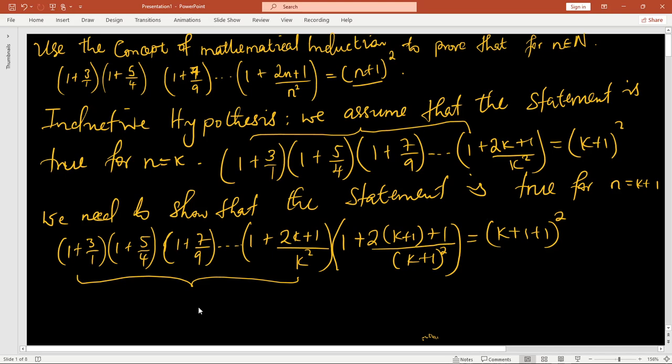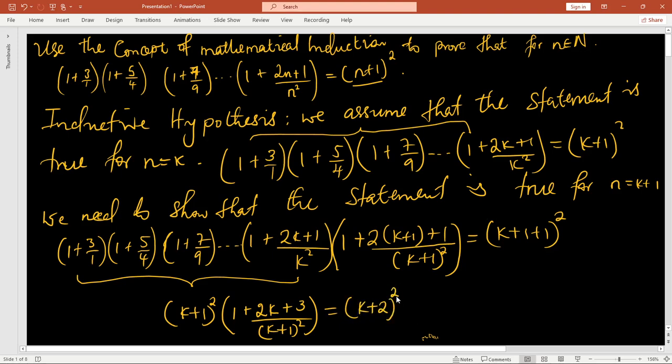Alright, so here we're going to have k plus 1 squared multiplied by 1 plus, 2 by k we get 2k, plus 2 by 1 we get 2 plus 1, that's going to be 3, divided by k plus 1 squared, equal to k plus 1 plus 1, we get 2, so we're going to have k plus 2 squared here. Now, our goal is to show that the left hand side is equal to the right hand side. If we're able to show that, then the statement is true under mathematical induction.